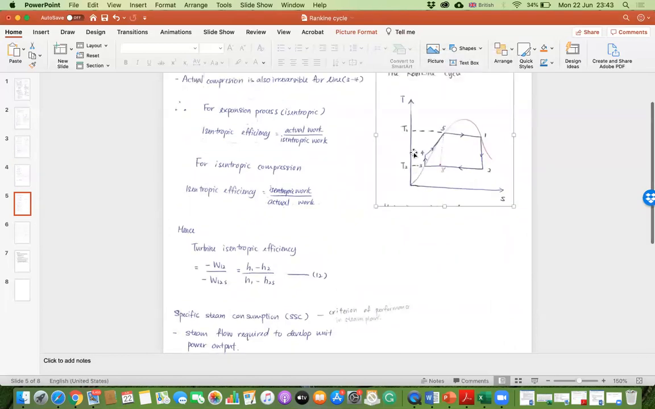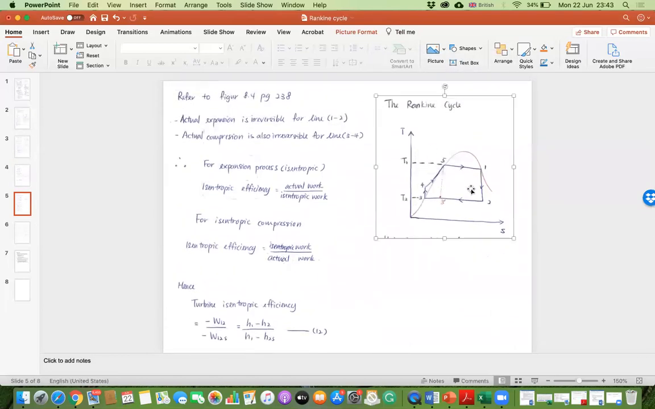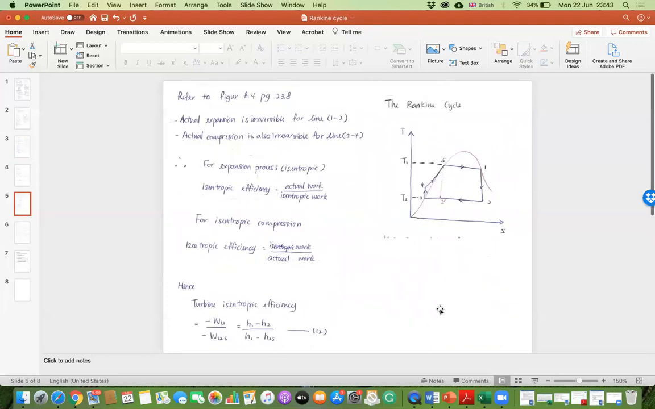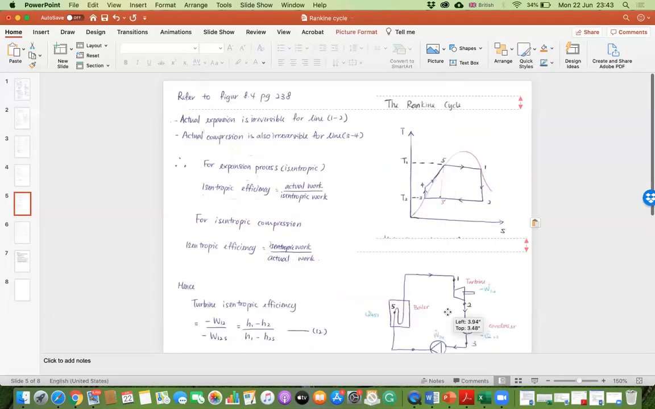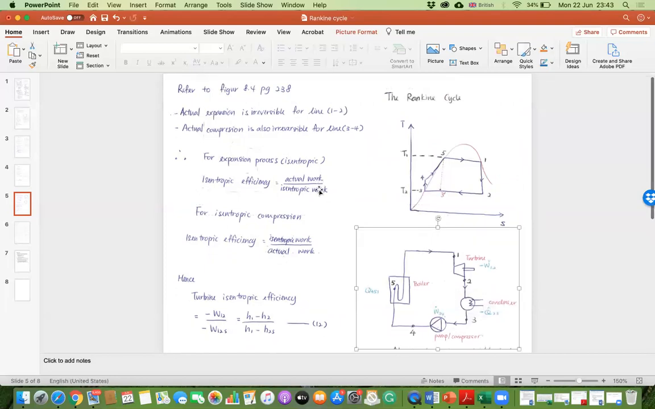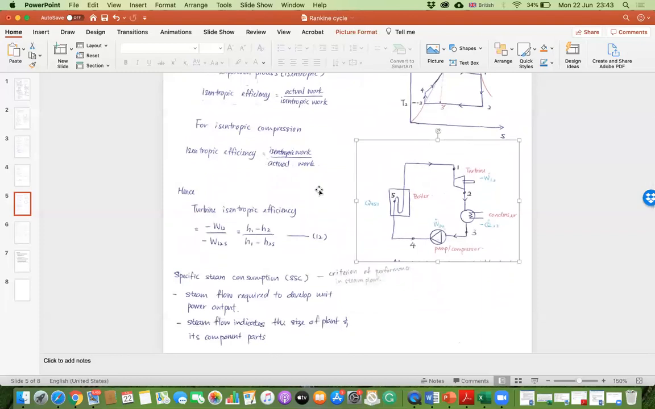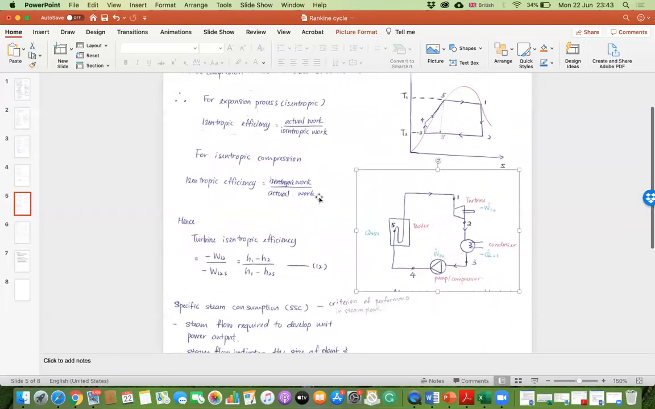Okay, I can move it. 1 to 2 is actual, isentropic is irreversible. Actual compression is also irreversible. Okay, so I can move this here to here. It's easier for everyone to understand. For isentropic compression, if you still remember what we have learned, this is the equation for the isentropic process.